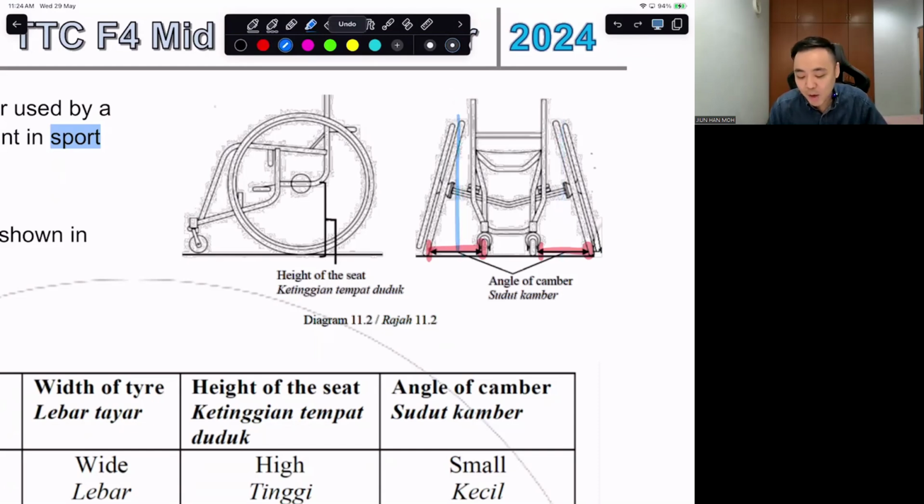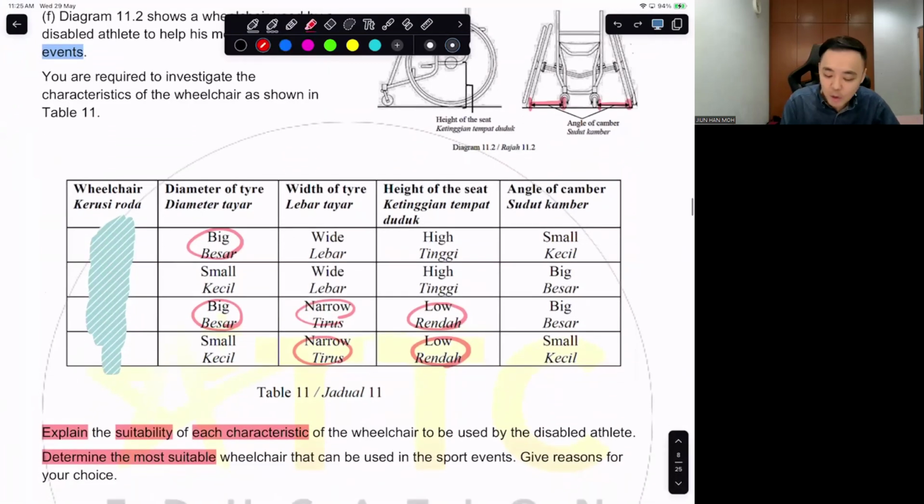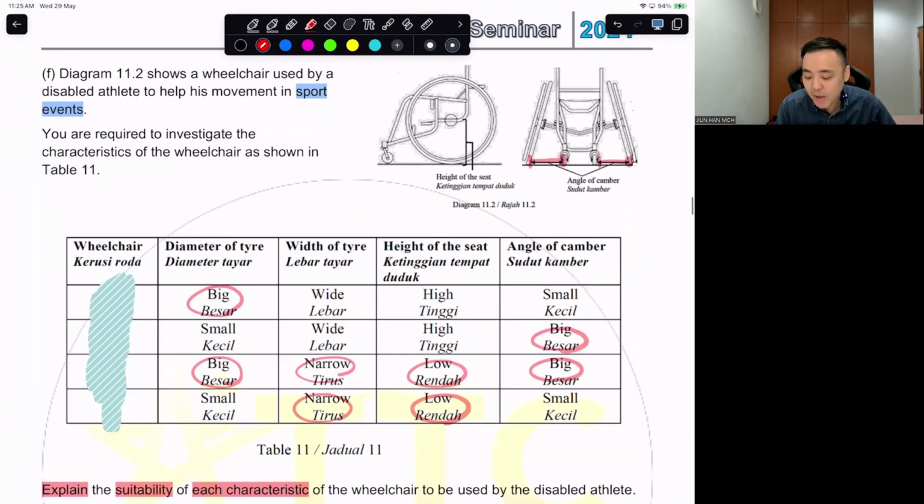But have you seen those competition ones before? They normally tilt outward. Why? You want this angle of camber? Of course, the answer should be bigger, right? Why? Simple. If you do this, what happens to the top and bottom? Can you compare? Could you see the difference? The bottom part is much bigger than the top part, right? More stable.